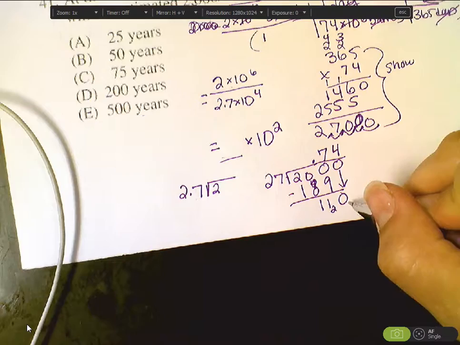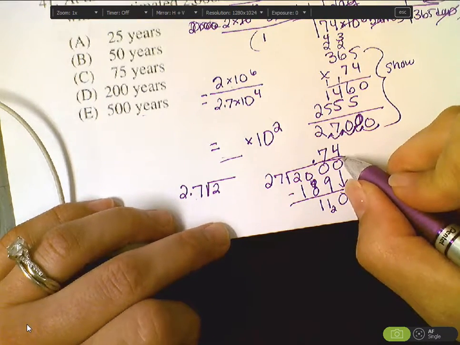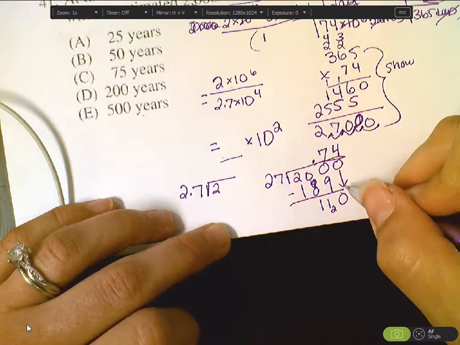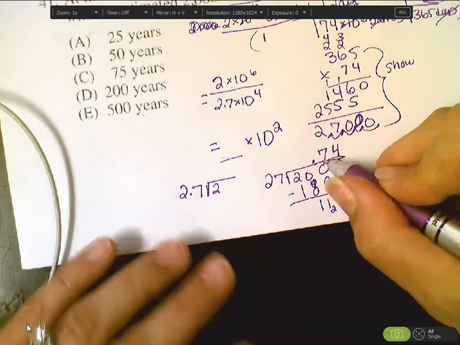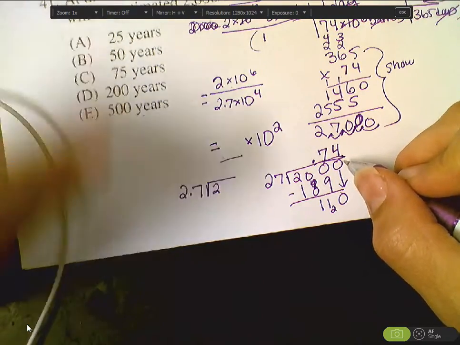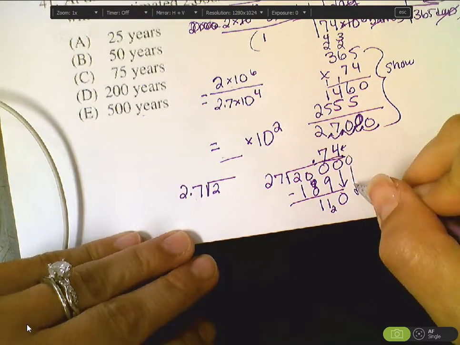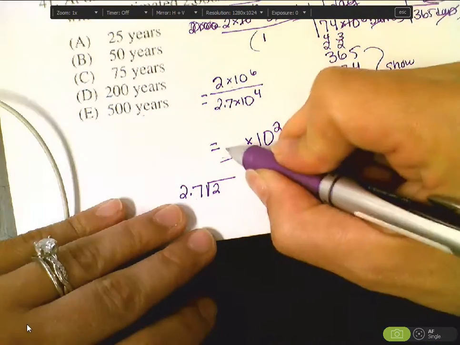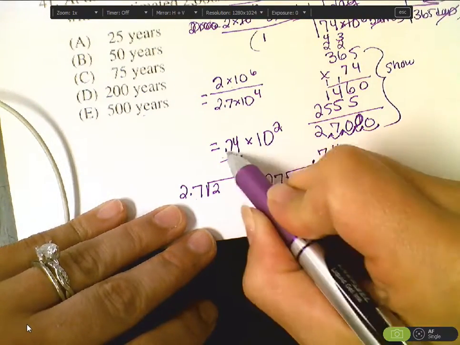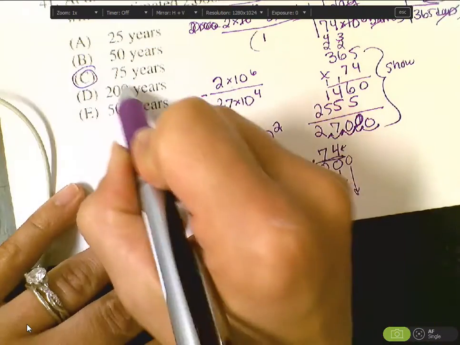7 times 4. You know what's awesome about this? You can stop if you want to stop. That's 28, but you don't need to know that. You only need 2 decimal places in this scenario because I'm looking over here at the answers. Sometimes you want to take it to your third one just in case this number rounds, but in this scenario it doesn't. So 0.74 times 10 to the 2 is the same thing, because 10 to the 2 is 100, so that's 74. And the closest one to that is 75 years.